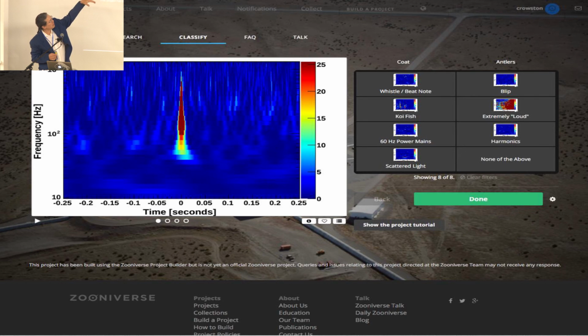This is a plot of time versus frequency versus intensity. So you can see, noise shows up as a bit of a blip here, and we ask people to classify what kind they are. So far, this is very much like all the other projects.